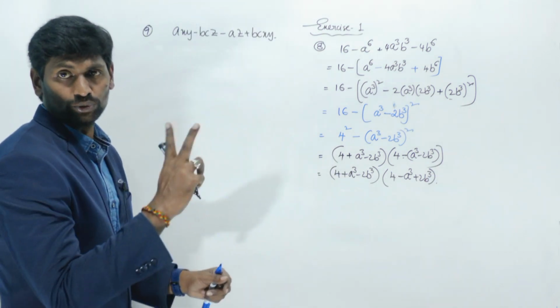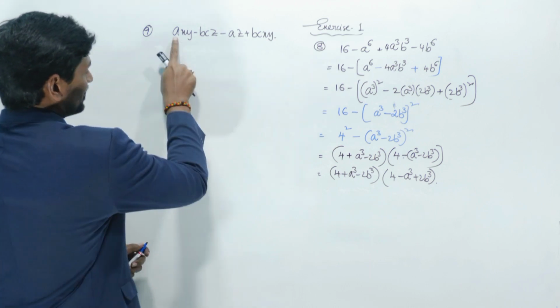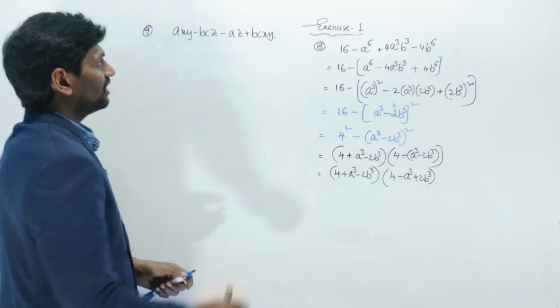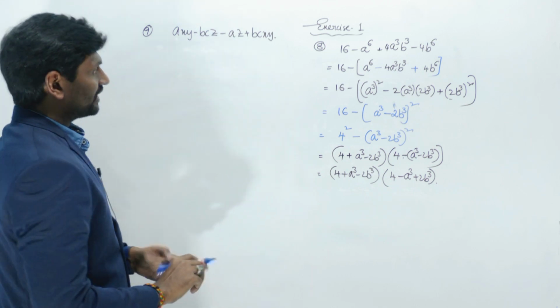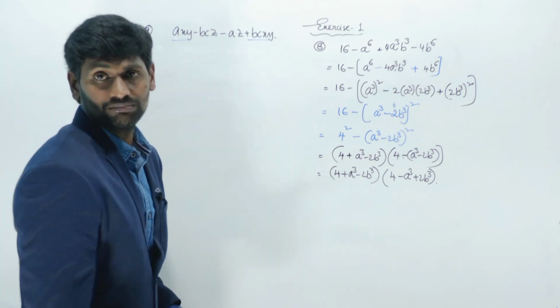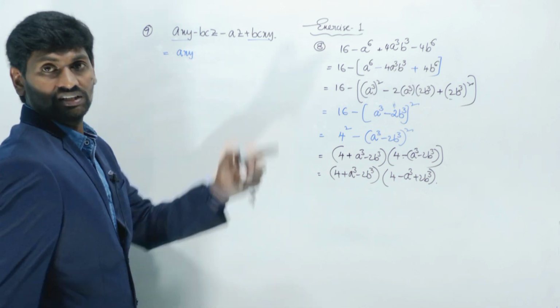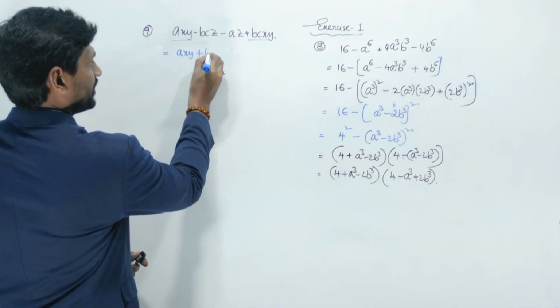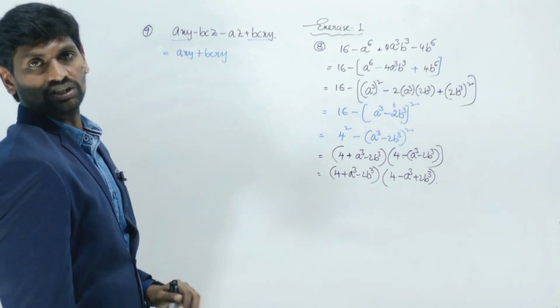Okay, let us see the first 2 terms. A is available in the first term but not in the second term. X is not there in the second term. Y is also not there in the second term. Now I am writing the first term and last term together. What is the first term? AXY. The last term is BCXY. That means first term and last term together.